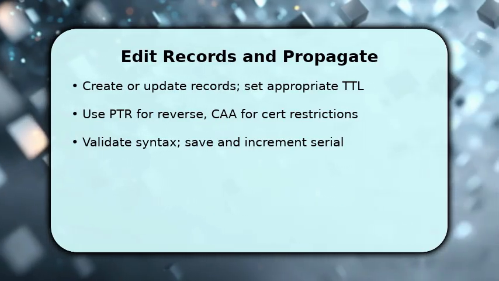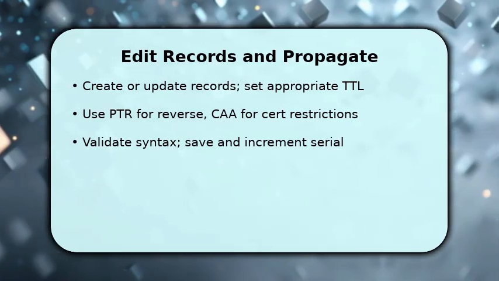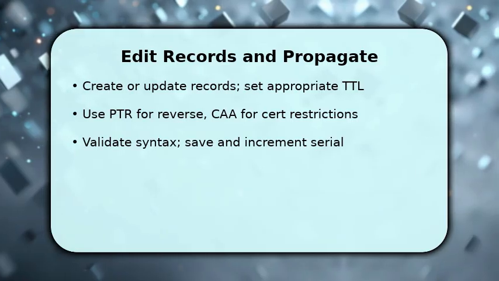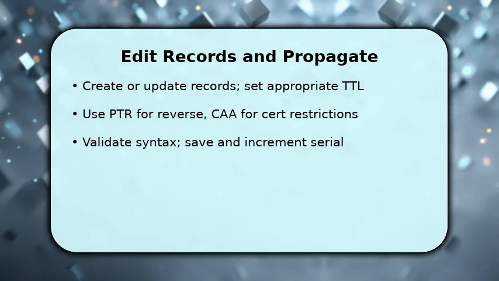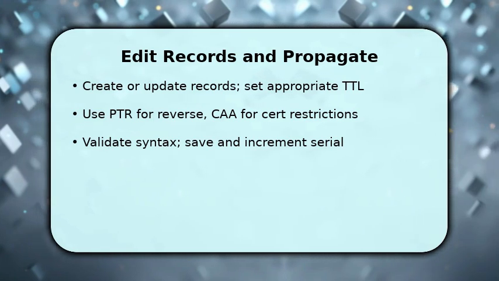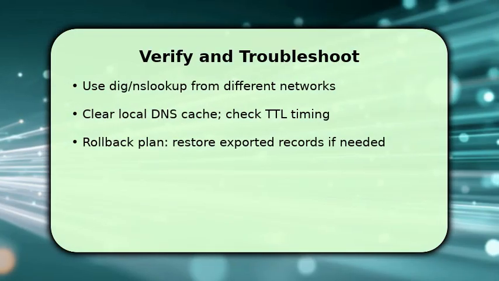Make sure to validate zone file syntax or use the provider's checks, then save changes and increment the zone serial so secondaries pull the update. After you push, monitor propagation from multiple locations. You finish by verifying from various networks with dig or nslookup to confirm the new records resolved correctly.